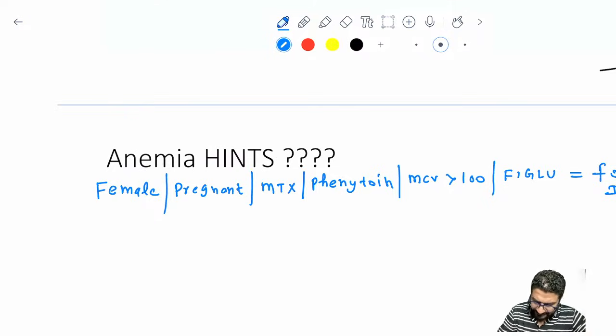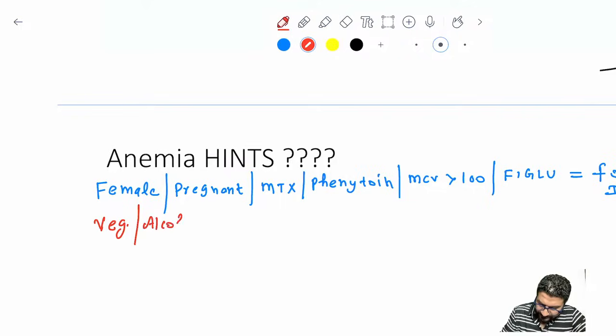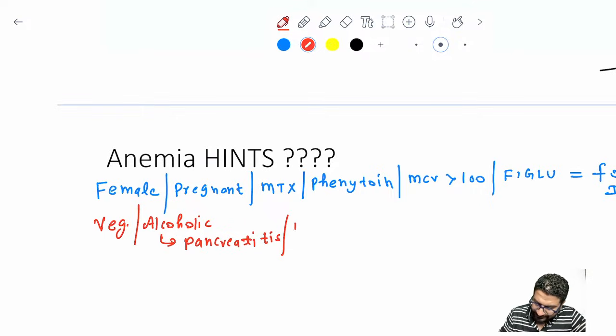Now compare this in the MCQ. They can give you a vegetarian patient. It could be a male or female, but vegetarian. Then suppose they will not give vegetarian in the hint, they can give you a patient who is alcoholic. Because understand this thing, alcoholic patients have chances of developing pancreatitis. Or they can give you a patient who is having bacterial overgrowth. We call this bacterial overgrowth syndrome.